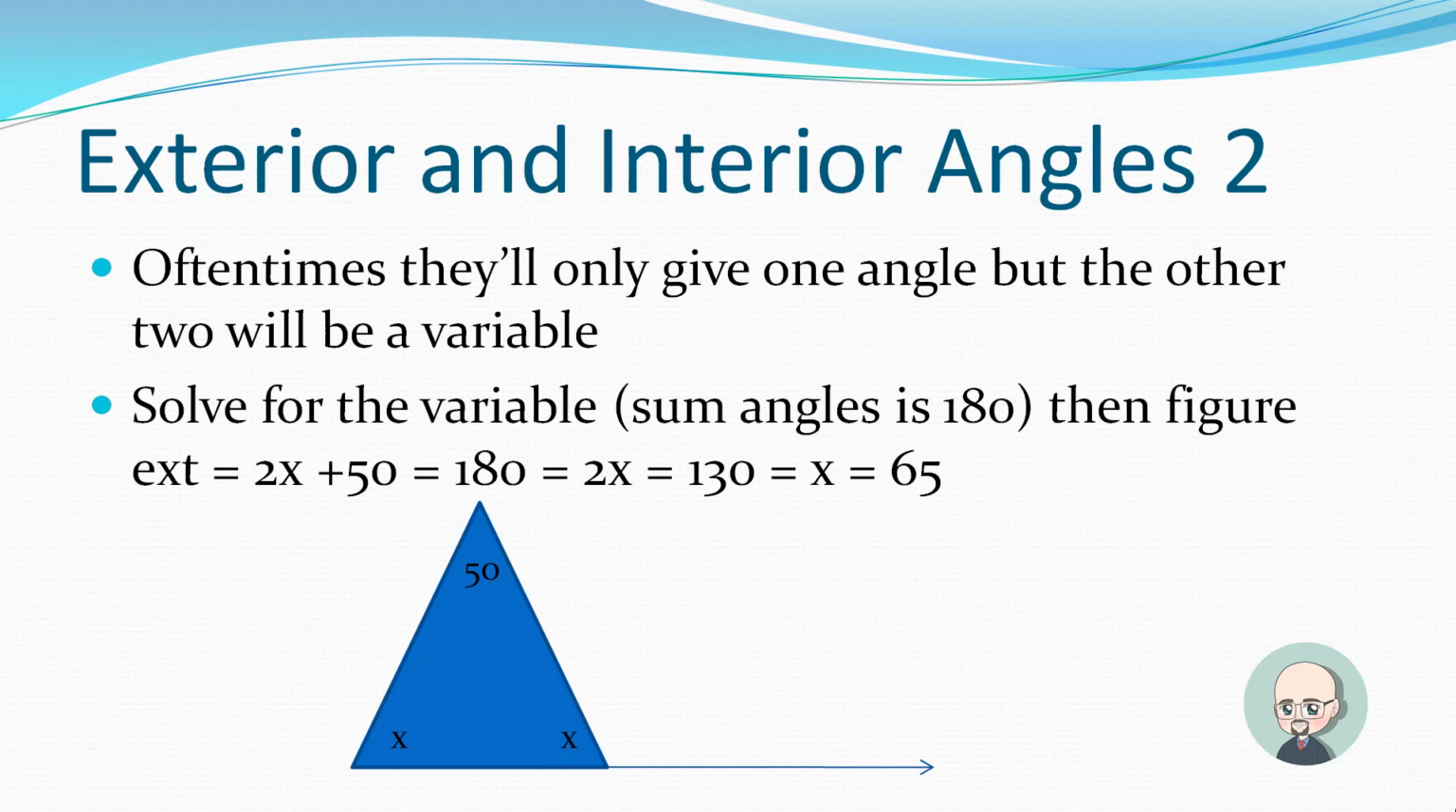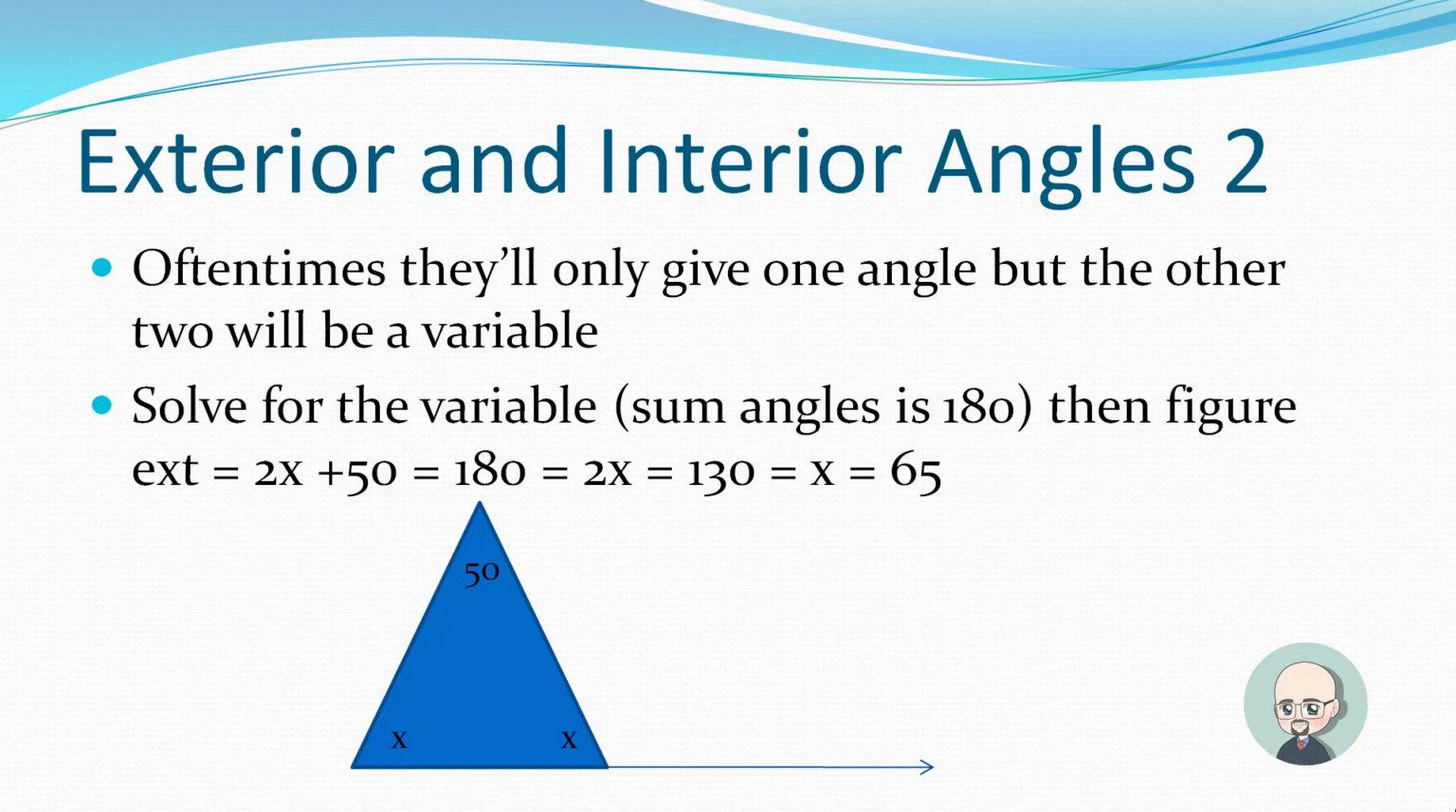A lot of times they'll only give one angle, but the other two will be a variable. This is a tricky kind of question. So what you do is you solve for the variable, remembering the sum of the angles is 180, and then you figure from there. Let's look at the problem below. We have one angle that's 50 degrees, and the other two are stated as x. Since they're both x, they're equal to each other. So 2x plus 50 equals 180.